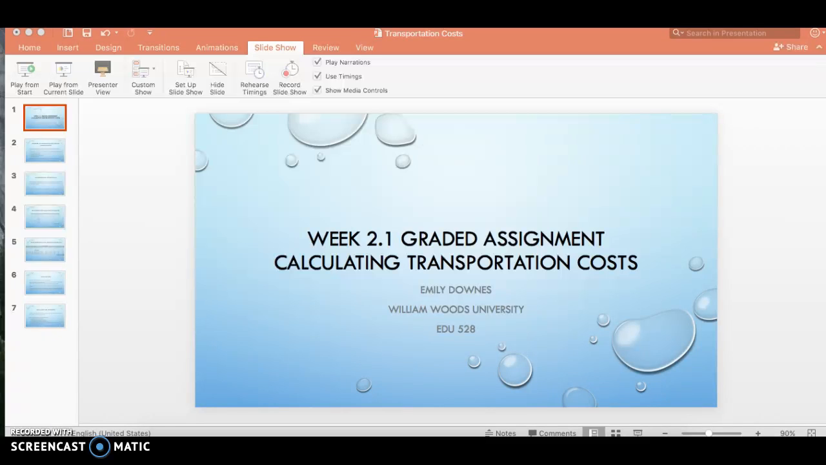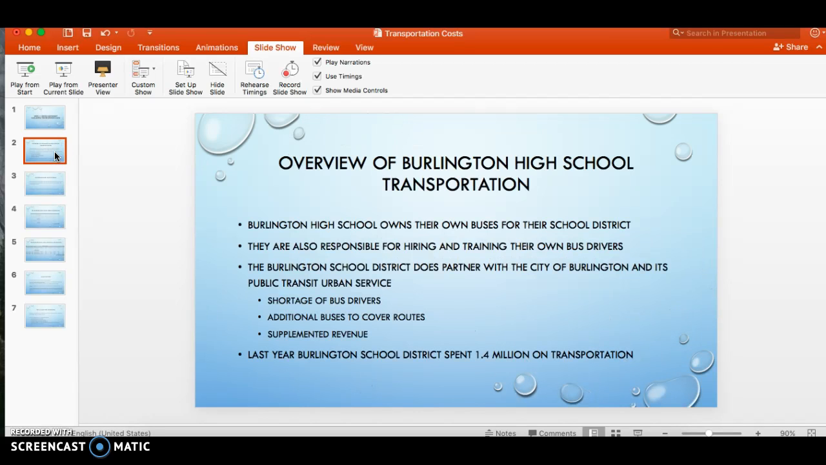Alright, this is week 2.1 graded assignment, calculating transportation costs. My name is Emily Downs, and to give you an overview, the high school that I looked at for calculating the transportation costs was Burlington High School.